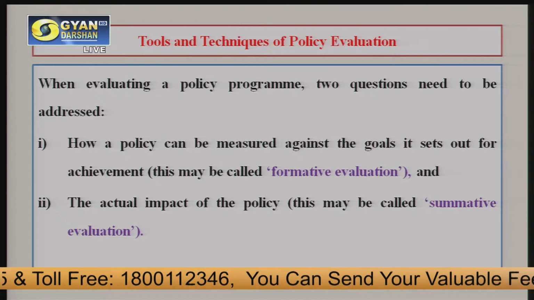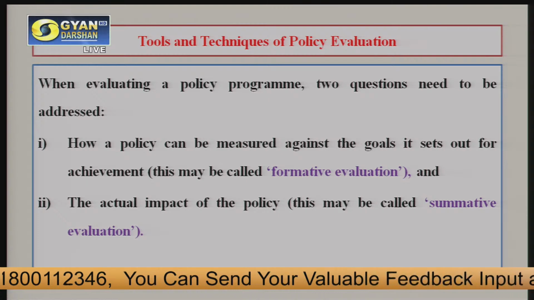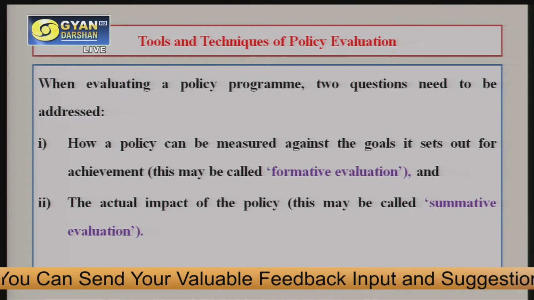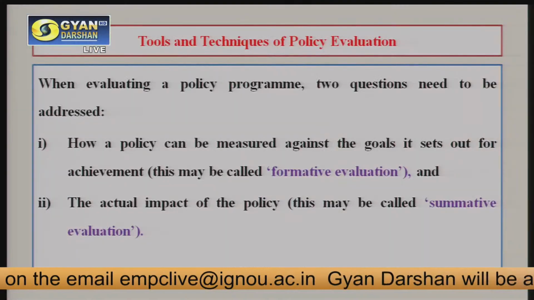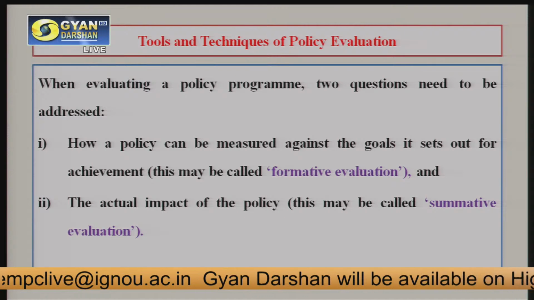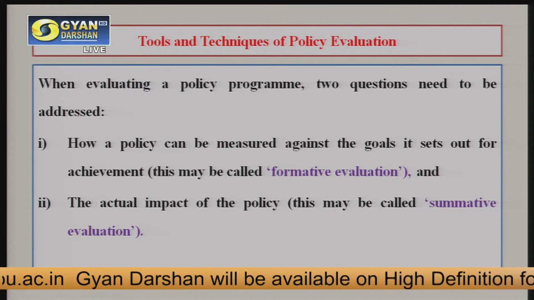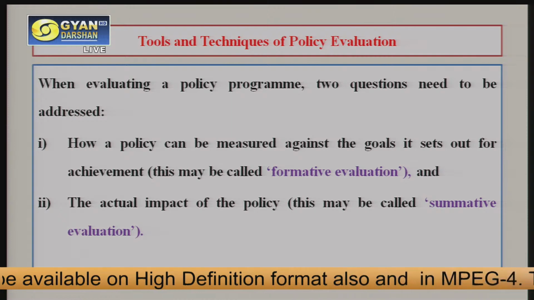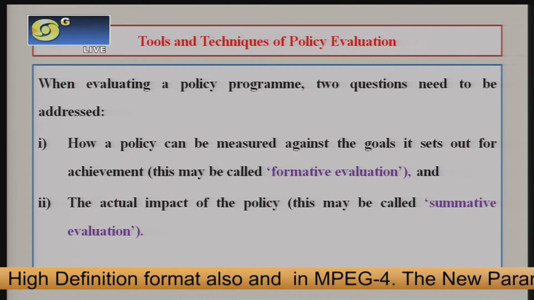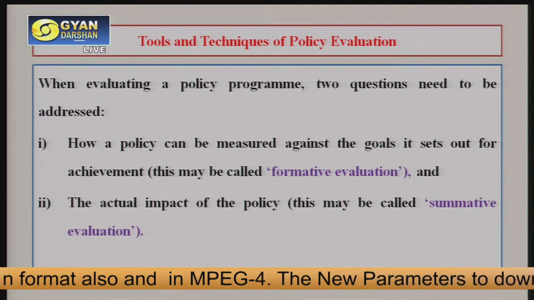And when you are implementing a policy program, there are two questions that need to be asked. One is how a policy can be measured against the goals it sets out for achievement. This is called the formative evaluation. And another one is the actual impact of the policy. This is called the summative evaluation, towards the end.